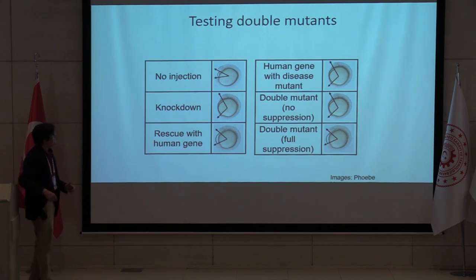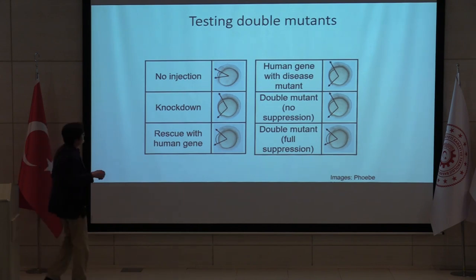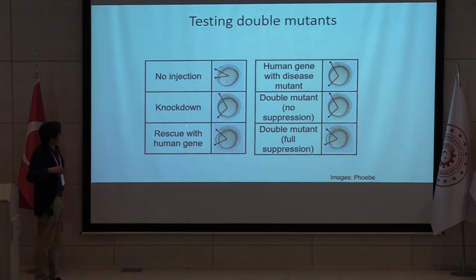So what we suggested is that for every gene, when there's a human gene with a disease mutant that doesn't produce the rescue, we can then make a double mutant. If there is no suppression of the mutation, it doesn't produce the rescue, but if the double mutant produces suppression, then the second mutation completely compensates for the first. So the idea again: I take a human gene, I knock down the fish gene, I see the phenotype. I rescue the phenotype with the human gene. I take the human disease mutation, I see that it doesn't rescue.